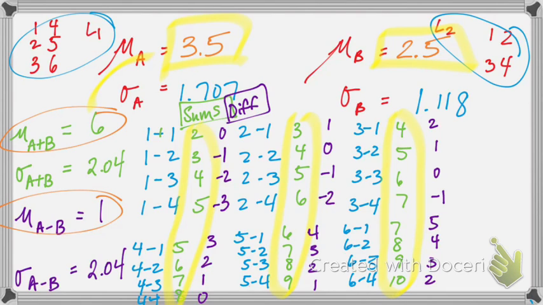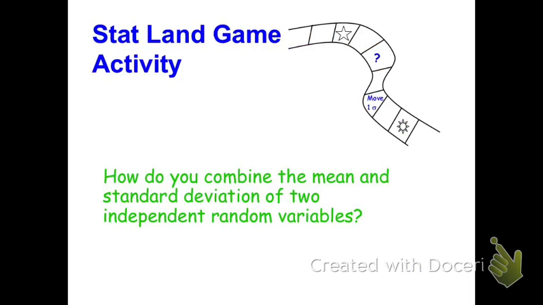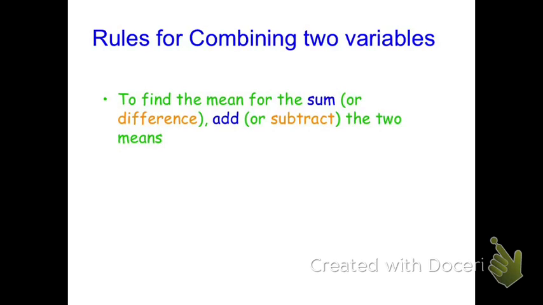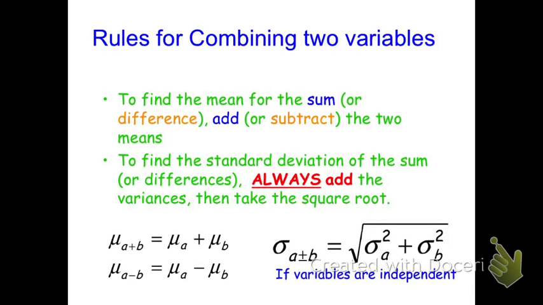The standard deviations, you get a weird number that I'm about to show you how you get, but they are the same whether you add or subtract them together. So to find the mean, you just add or subtract the two means together. That one's very simple. But to find the standard deviation, you're going to take each standard deviation, square them, add them together, square root. So you're going to add the variances, essentially. Yes, you do have to have this memorized.